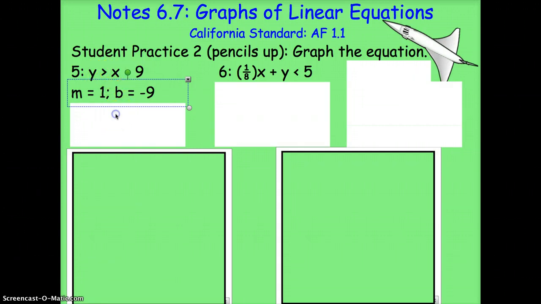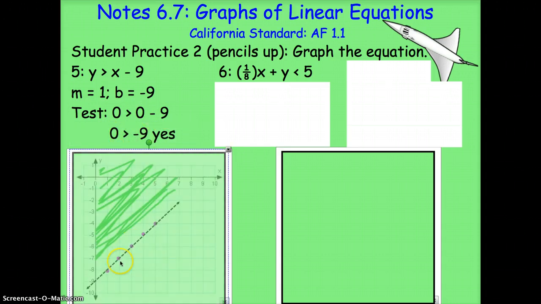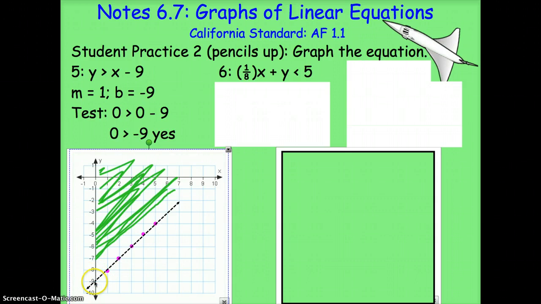Then lastly, I'll test out the point 0, 0, plugging in a 0 for y and a 0 for x. 0 minus 9 is -9, and it is true. 0 is greater than -9. So I'm going to shade to the side including the 0, 0. So if I look at where my original point was, right here at -9, up 1 over 1, up 1 over 1, up 1 over 1, then I have my dotted line, and then I shaded right over top of that point 0, 0. And this is a little tricky, so be careful when you're doing that shading. Make sure you pay attention to which side the 0, 0 is on.